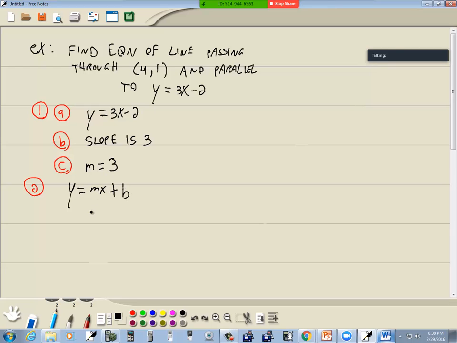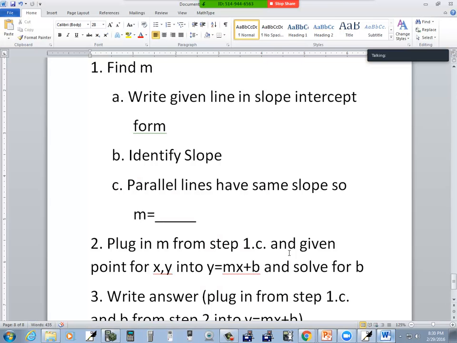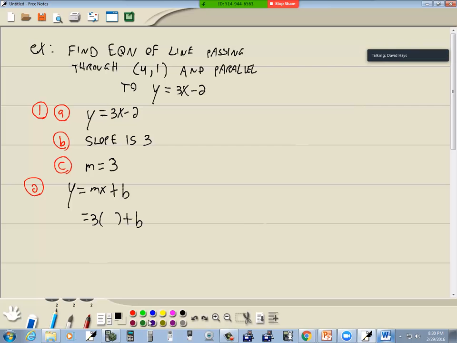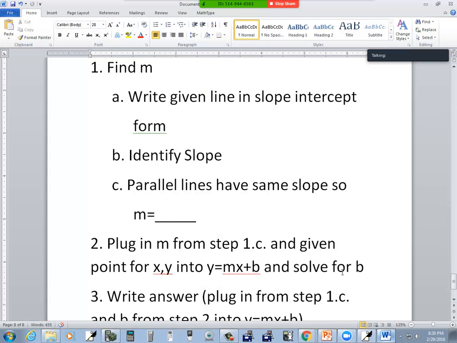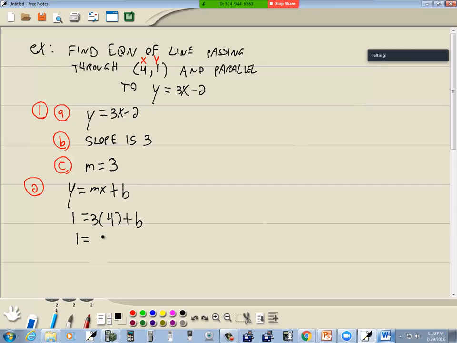Well, we said m was 3. And a given point for x and y. Remember, when you're given a point, we're given a specific instance of x and y. So we're going to plug 1 in for y, and we'll plug 4 in for x. And then we want to solve for b. 3 times 4 is 12. Take the 12 over, and we got 1 minus 12. And we get b is equal to negative 11.